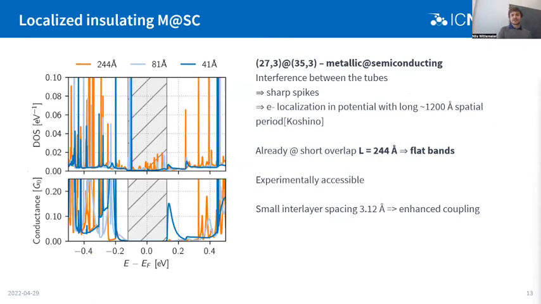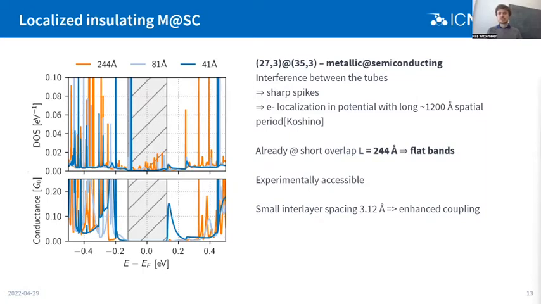Now, on to the next regime, the localized insulating regime. Sorry, is there a question? Okay. Onto the localized insulating regime. Here we expect flat bands to emerge, and these flat bands are supposed to emerge due to a long range modulation in the interlayer potential, at which electrons are then partially localized.